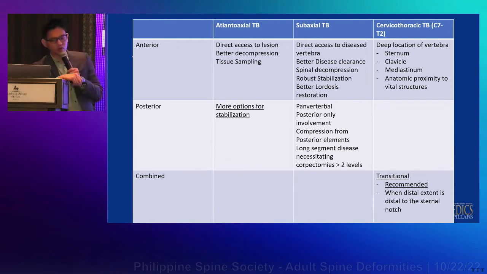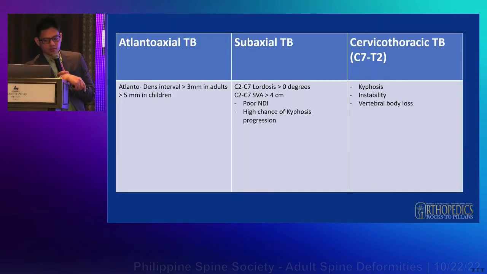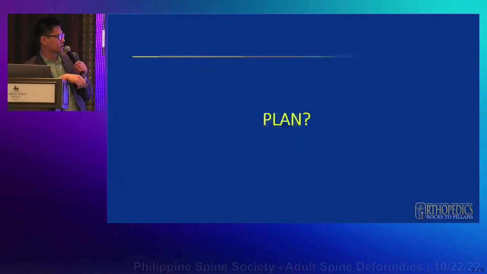And actually, the author divided it into 3: atlantoaxial, subaxial, and cervicothoracic. So our patient falls under cervicothoracic, wherein had surgery been done, a combined approach would have been best. And then these are just the radiologic parameters for treating the said categories.